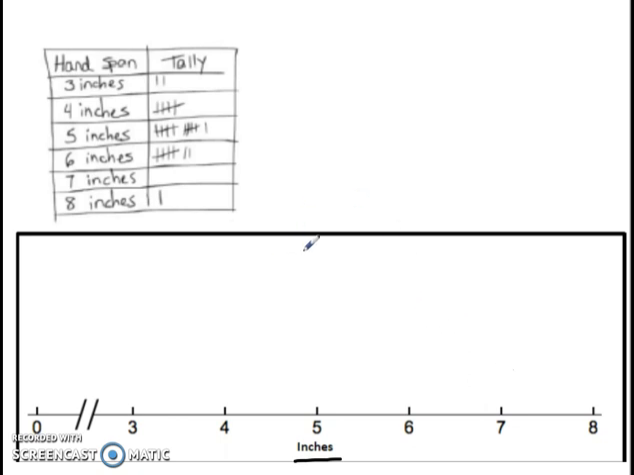Now we need to put a title on our line plots, just like we title our bar graphs and picture graphs. So I'm going to use handspan as the title of my graph. And I'm going to write that at the top.